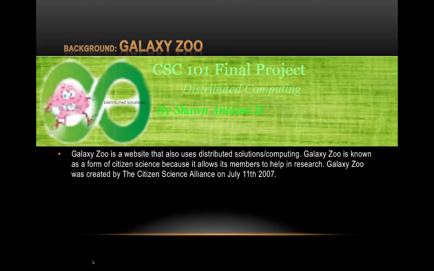Background: Galaxy Zoo. Galaxy Zoo is a website that also uses distributed solution/computing. Galaxy Zoo is known as a form of citizen science because it allows its members to help in research. Galaxy Zoo was created in 2007.